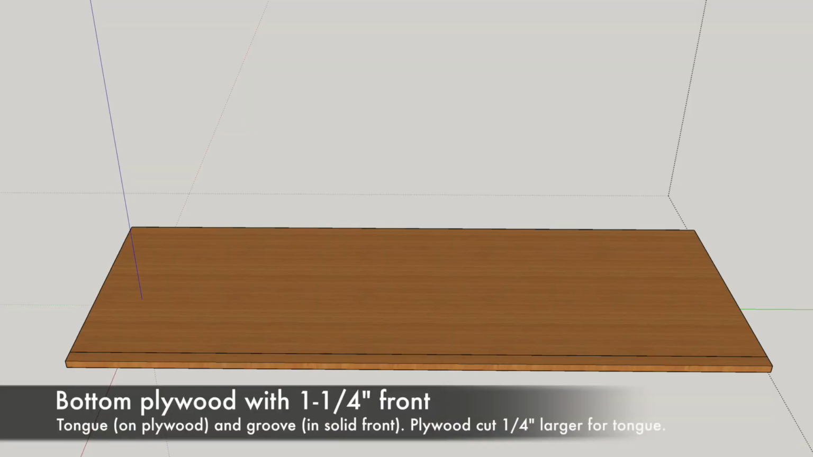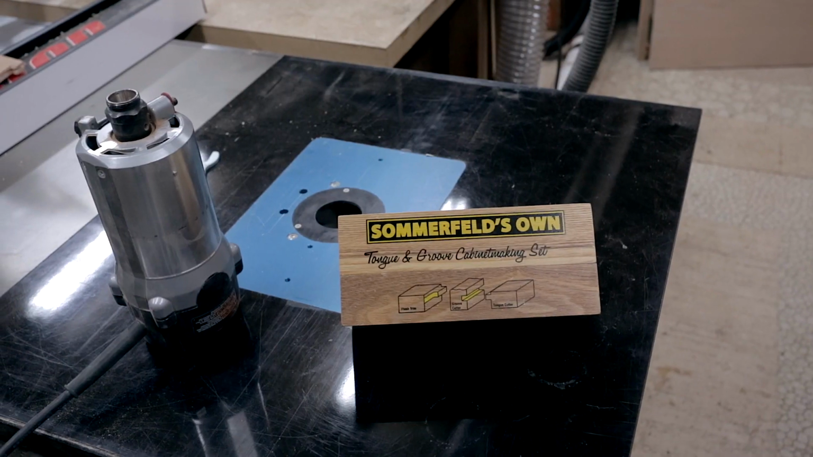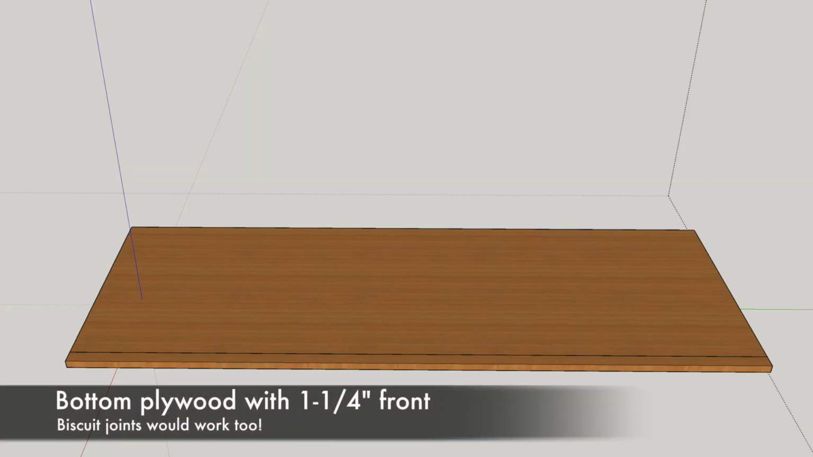Basically, for the bottom piece and the shelves, which are plywood with a 1.25 inch front on it to hide the edge of the plywood, I use a tongue and groove, and that means the plywood needs to be 1/4 inch larger to accommodate the tongue that we put onto the plywood. I could also do a biscuit joint in that location, but I like doing a tongue and groove.